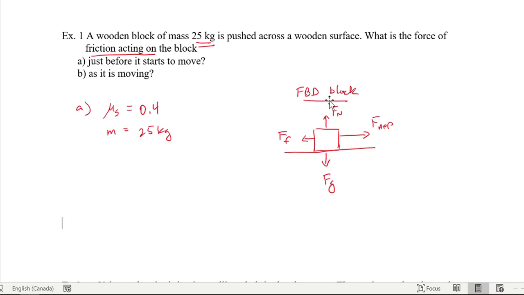Now, if I take a look at this, the normal force and the force of gravity are balanced out. How do I know? Because the block isn't moving vertically at all. There's no motion up and down. So what that means is these two forces cancel out. In other words, the normal force is equal to the force of gravity, except in the opposite direction. Okay?